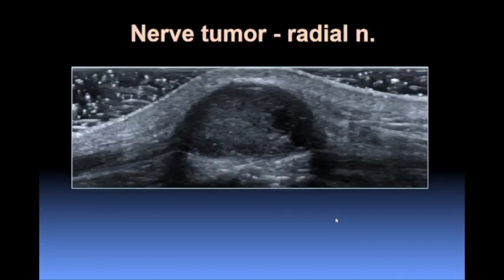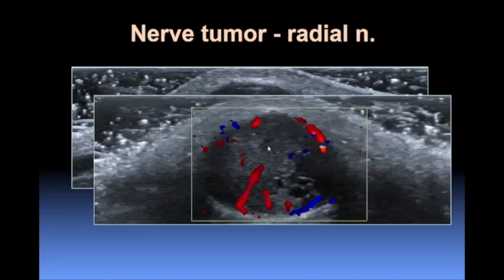So here's an example recently of a nerve tumor, the radial nerve. This patient hasn't had surgery yet, but it's difficult to get both the entering and exiting nerve in the same plane, but we could see both, and this just shows the entering nerve here. And this too has some vascularity to it.